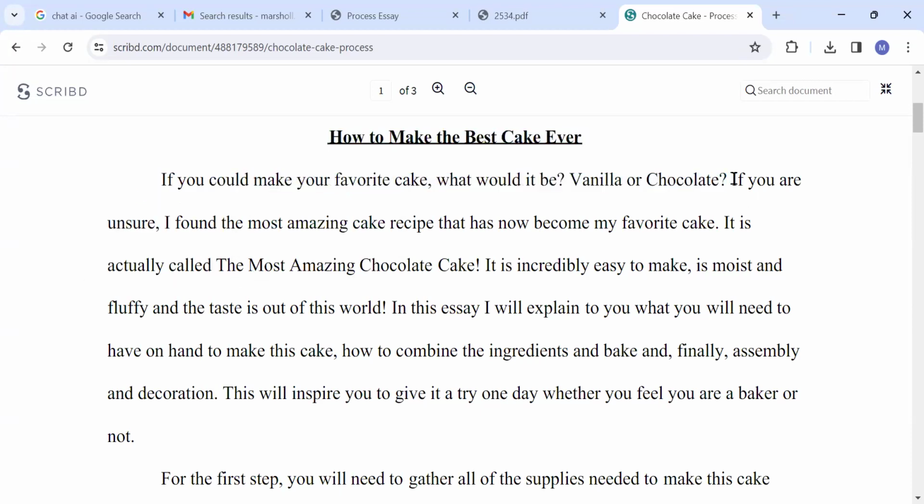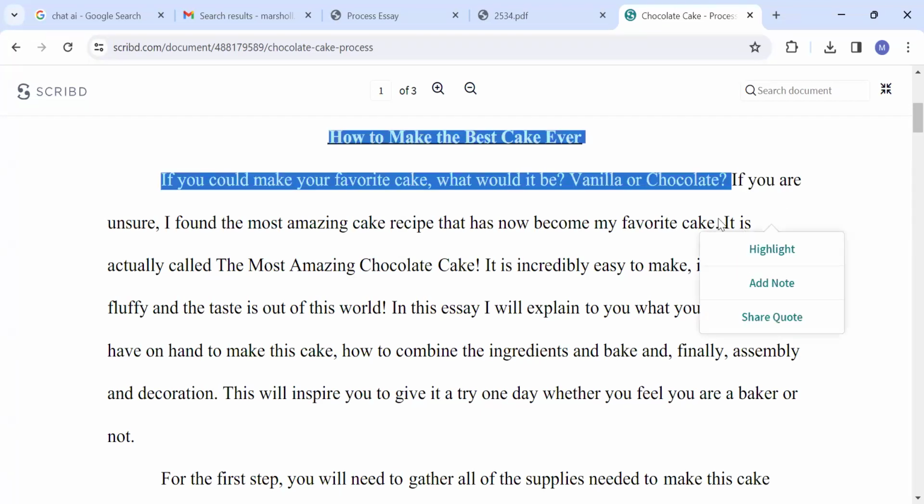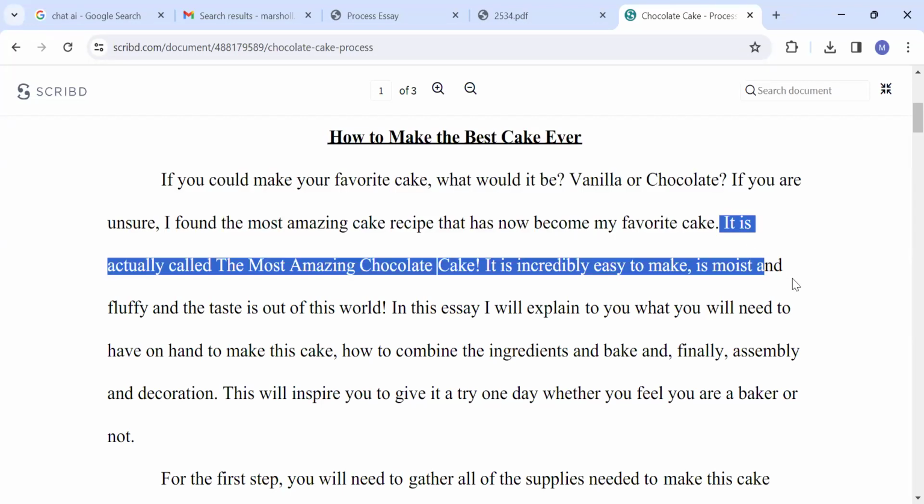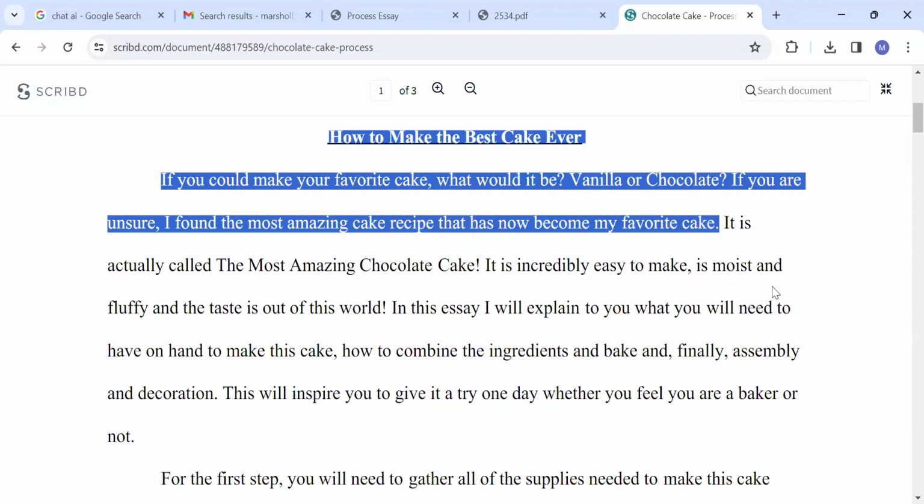Next, they're going to start with obviously your generalization, your contextualization, where they're going to explain. If you're unsure, I'll become my favorite cake. It is actually called the most amazing chocolate cake. It is incredibly easy to make, moist and fluffy, and the taste is out of this world.